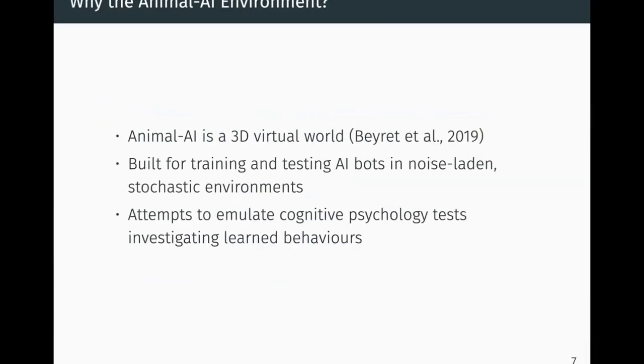And now I'll talk a bit about the animal AI environment, which was developed not by me, but by people who have worked in the project previously. It's a 3D virtual environment, built in Unity, and it was built for training and testing these AI agents by simulating noisy and stochastic environments. And crucially, it is an attempt to emulate these cognitive psychology tests that animal psychologists have been doing on animals for decades. They have developed these protocols, and they can be quite useful for us.